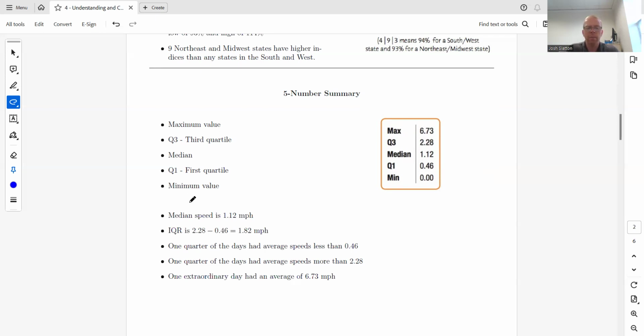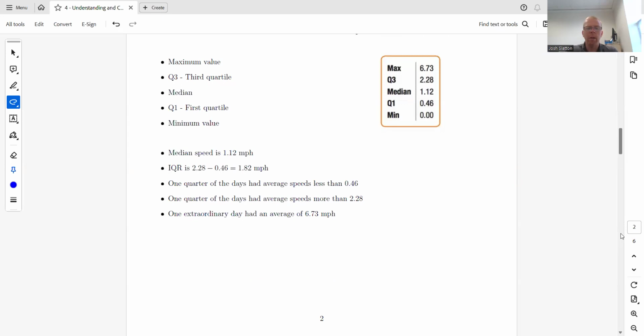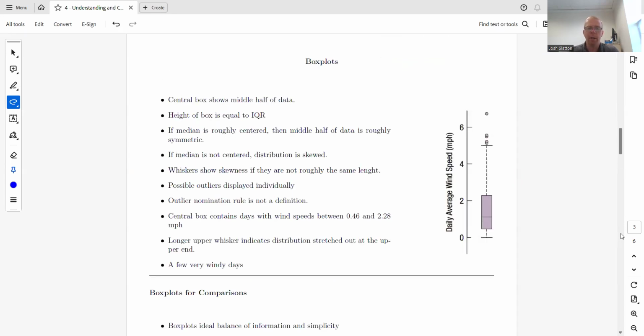So this is going back to the wind example that we had at the beginning. The IQR we could find by subtracting Q1 from Q3. 25% of the days were less than 0.46, and 25% of the days were more than 2.28. And then we had one extraordinary high day of 6.73. And then from the 5-number summary, we will get box plots. The box plot is a graphical way to show the 5-number summary.